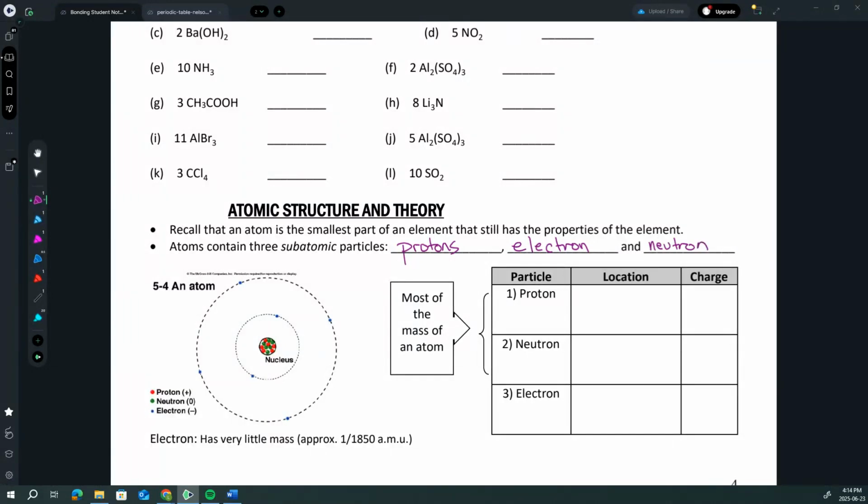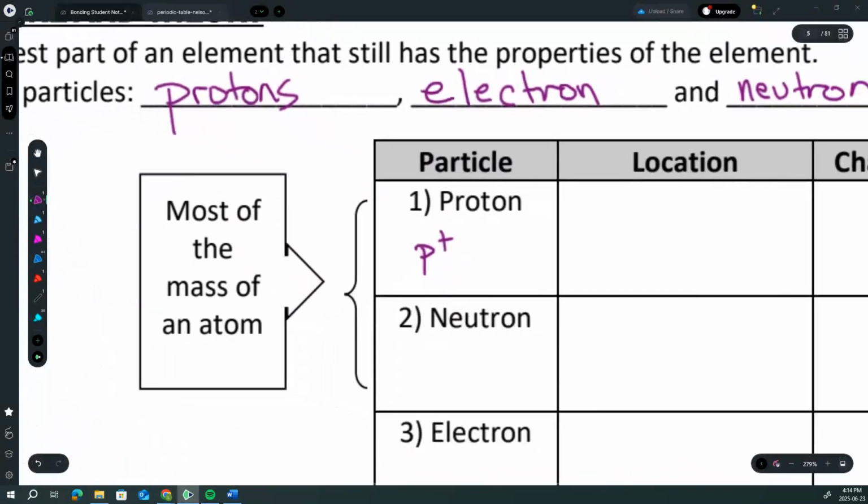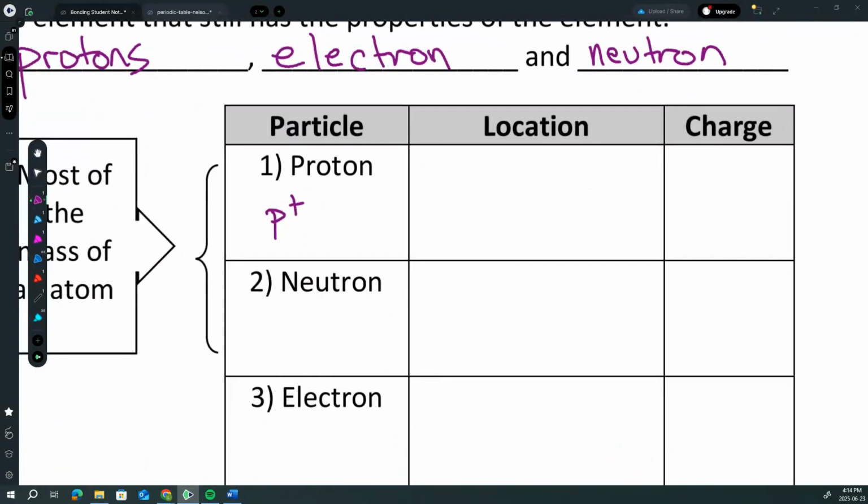Okay. So first, in this table off to the side here, we're going to be talking about protons. So the symbol for a proton is going to be P with a superscript plus sign there. And protons are located in the nucleus. Okay, and it's going to have a positive 1 charge or a plus charge.